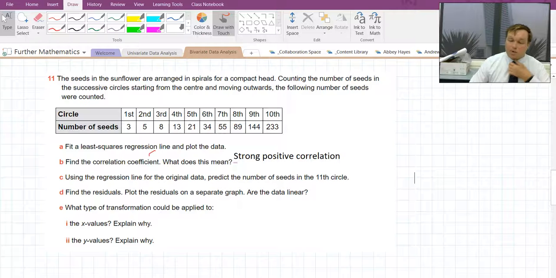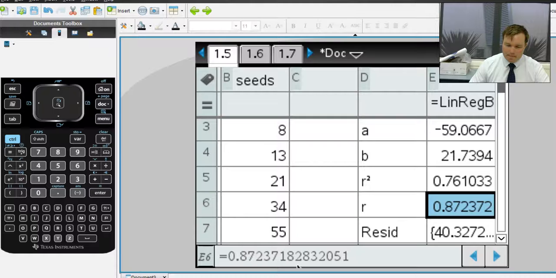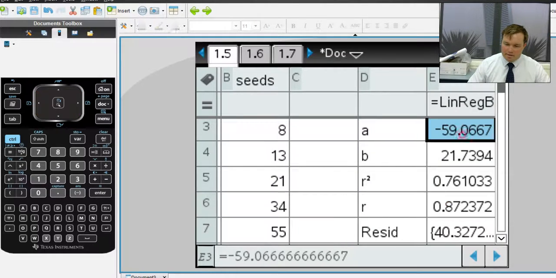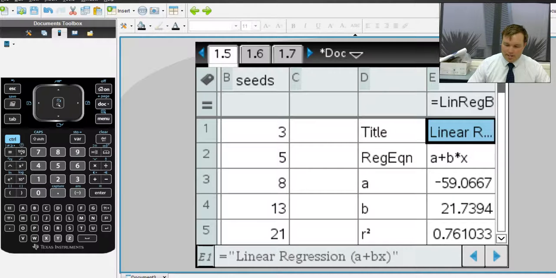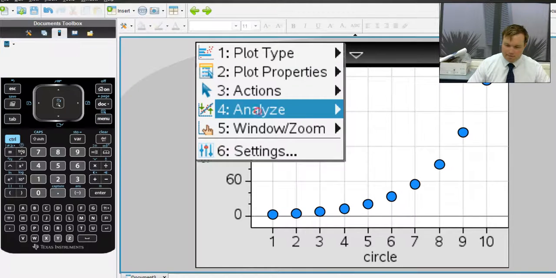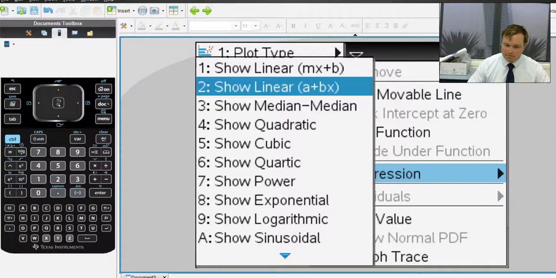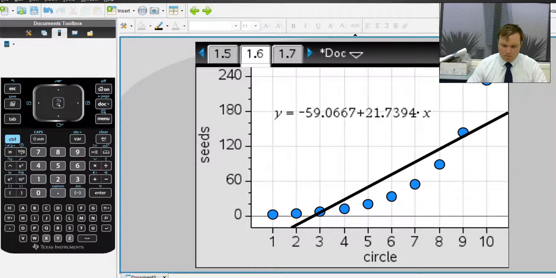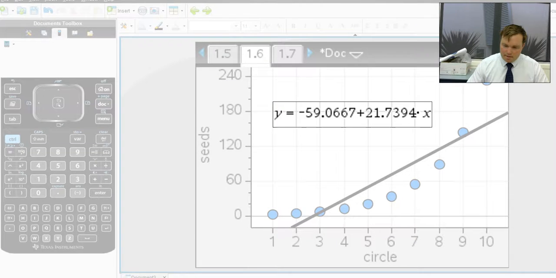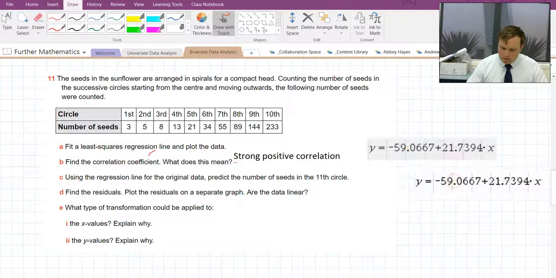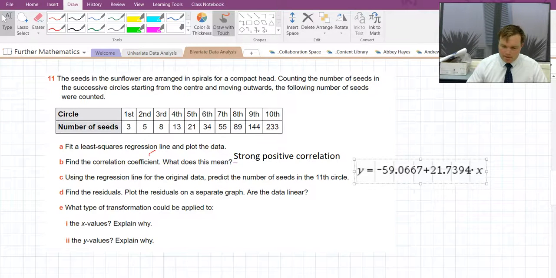Using the regression line for the original data, predict the number of seeds in the 11th circle. Okay, so that's that there. Really, we have the regression line equation here. But if we want to see it, and I quite like seeing it, we can plot another one. Let's grab that. So that's the regression line.